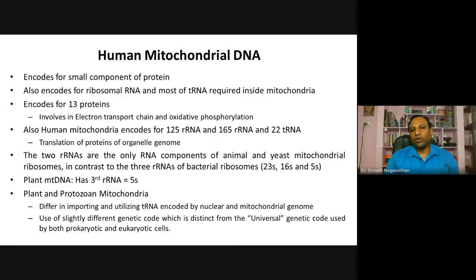And plant and protozoan mitochondria, if we compare, they differ in importing and utilizing tRNA, which is encoded by nuclear and mitochondrial genome. Use of slightly different genetic code, which is distinct from the universal genetic code used by both the prokaryotes and eukaryotic cells.